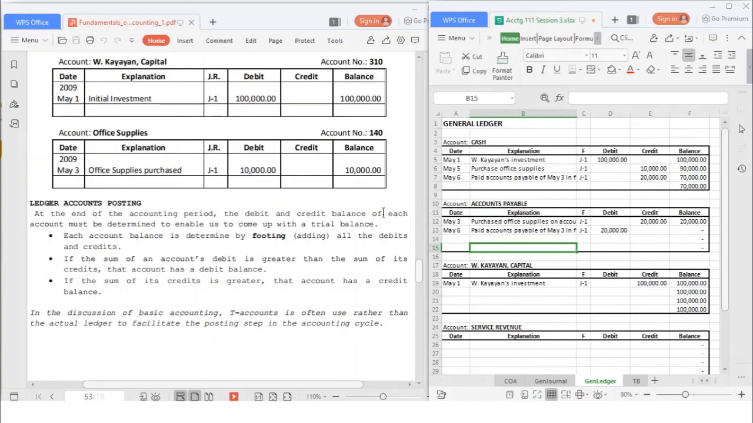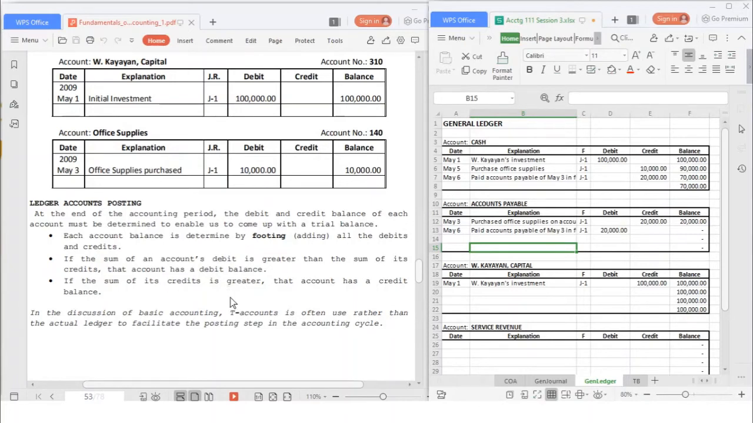Now, at the end of the accounting period, the debit and credit balance of each account must be determined to enable us to come up with a trial balance. Each account balance is determined by footing, meaning by adding all the debits and credits. If the sum of the account's debit is greater than the sum of its credit, that account has a debit balance. If the sum of its credits is greater, that account has a credit balance.